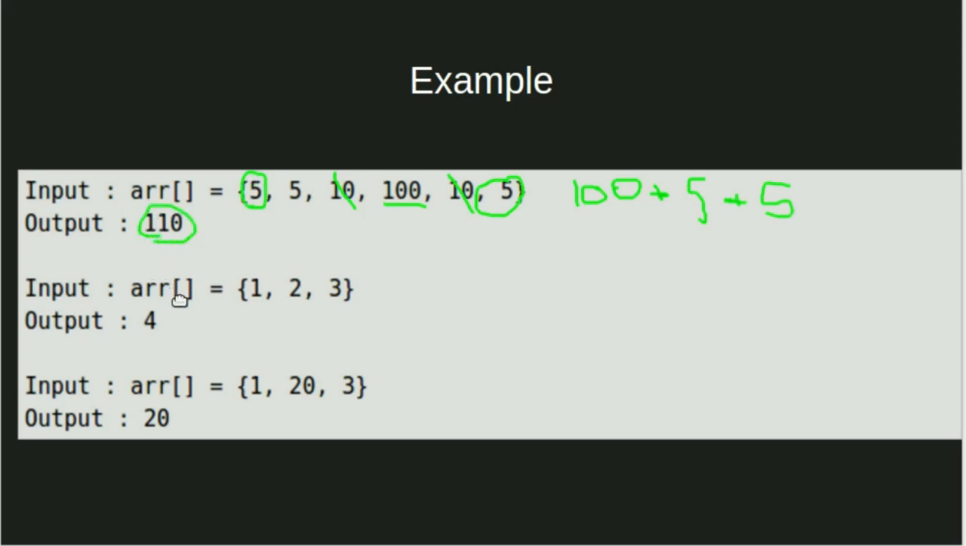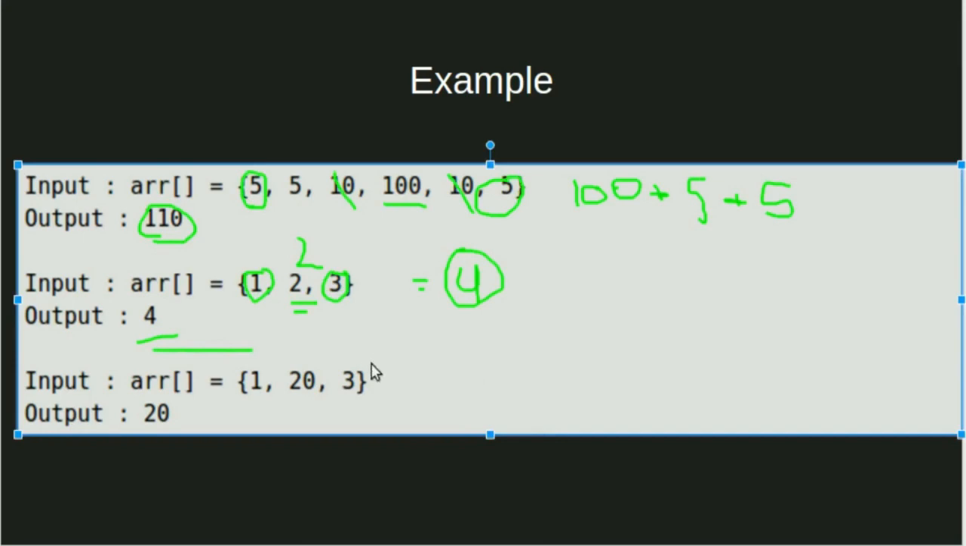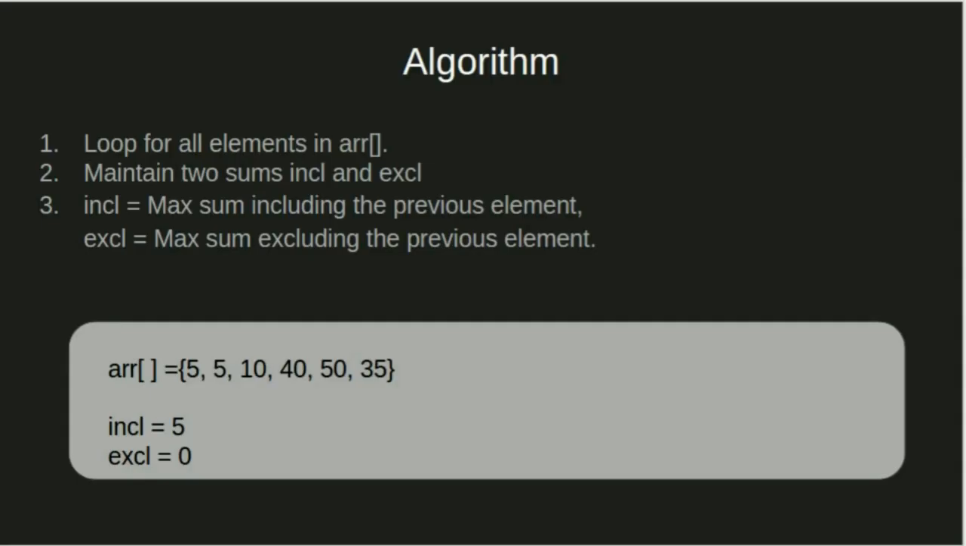In the second case, there are two conditions. Either we select 1 and 3, so the sum would be 4, or we can select only 2. Between 2 and 4, 4 is larger, so our final output would be 4. I will leave the third one as an exercise for you. Let's look at the algorithm.